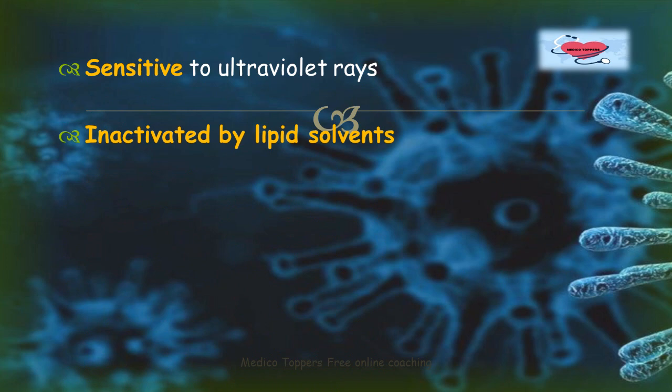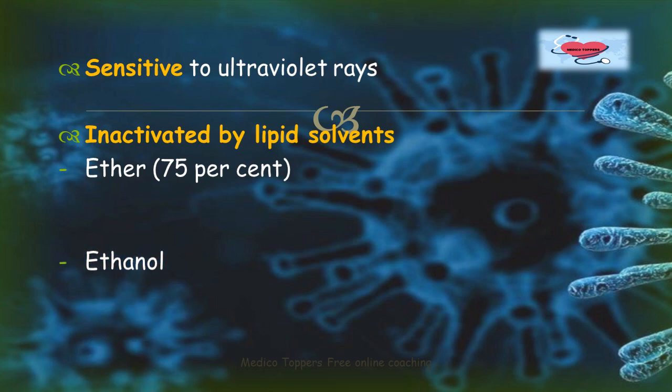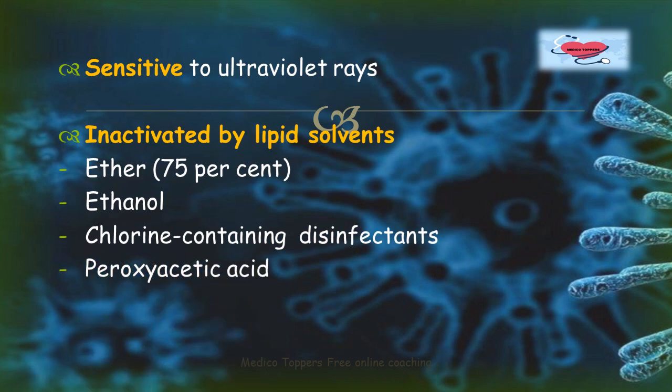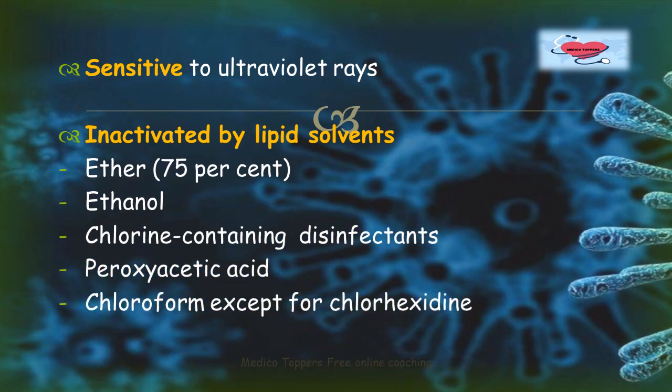So COVID is sensitive to ultraviolet rays and it can be inactivated by lipid solvents such as 75% ether, ethanol, chlorine containing disinfectants, peroxyacetic acid, chloroform, except for chlorhexidine.